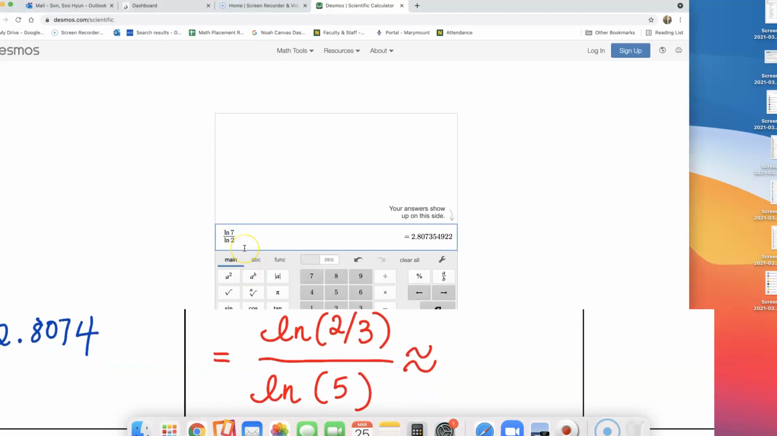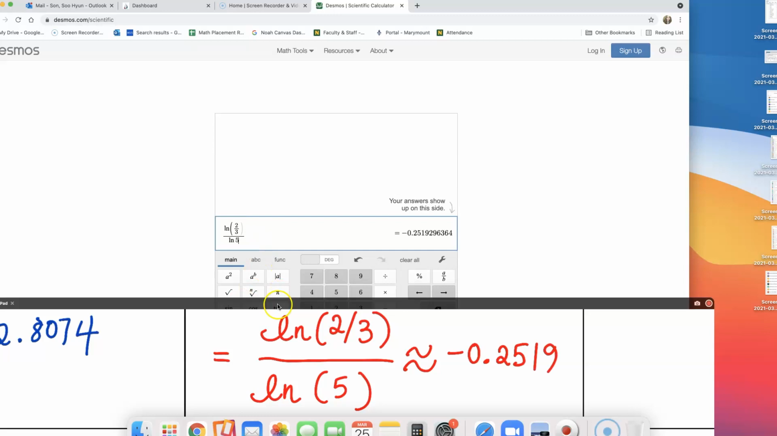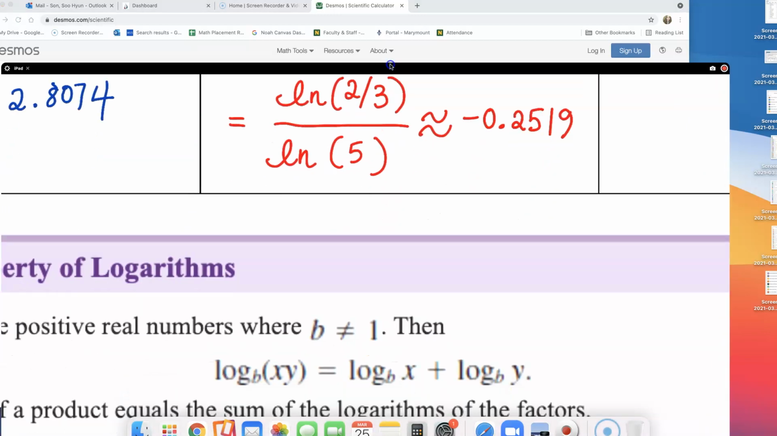So the numerator is going to be natural log of 2/3. Oh, not that way. I'm going to have to open up a parenthesis. 2/3 is the whole argument. And the denominator is natural log of 5. When I type that in, I get a negative 0.2519. I should see how they wanted us to round, but I think this looks fine.